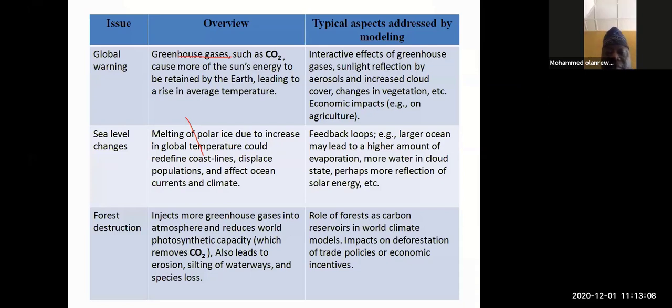Forest destruction. It injects more greenhouse gases into the atmosphere, reduces the world's photosynthesis capacity, which removes carbon dioxide, and also leads to erosion, silting of waterways and loss of species. Then for somebody that wants to model, you need to look at the role of forests as carbon reservoirs in the world climate models, and the impact of deforestation on trade policies or economic incentives.